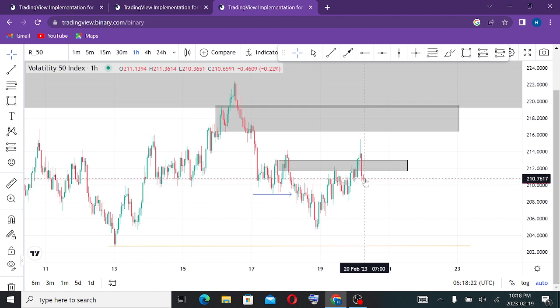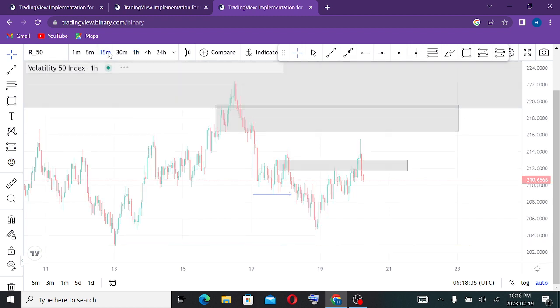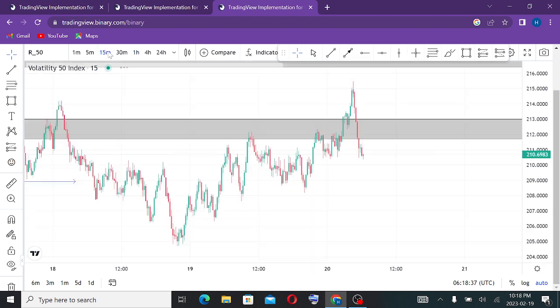So what will I be doing? I'll be looking out for another entry around here. So this could be my rally base rally. Then I'll mark this zone out. I want to pick my trade upon the close of this zone. So now what do we do? We come to lower time frame.